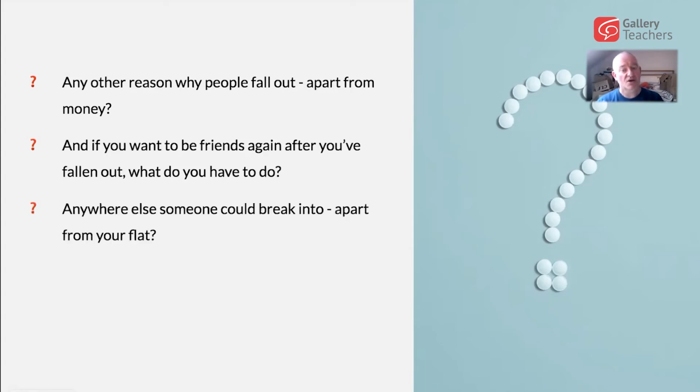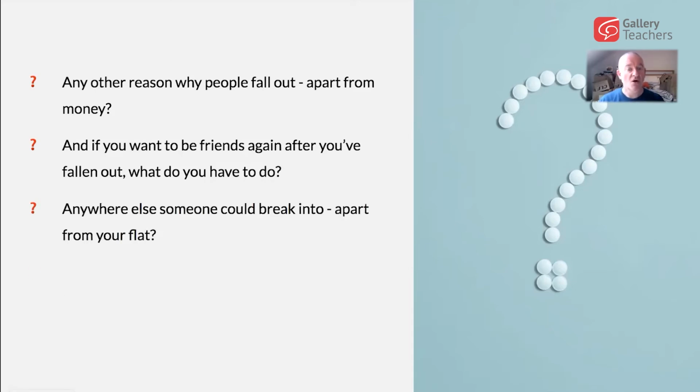Okay. You can break into someone's apartment. Anywhere else you can break into? A bank. Yeah, I guess you could. How? Yeah, maybe if you make a tunnel and you tunnel into the bank, you can break into it. Oh, yeah, okay. If you have a bomb and you blow a hole in one of the walls, yeah, you can. Anywhere else? A car. Yeah, you can break into a car. And what might you steal if you break into a car?